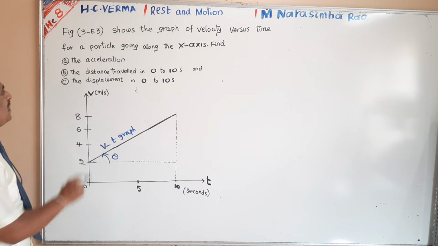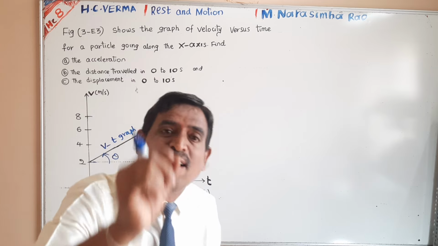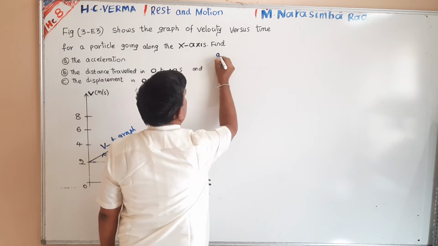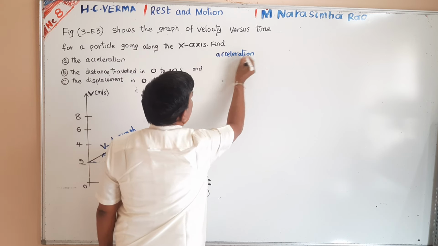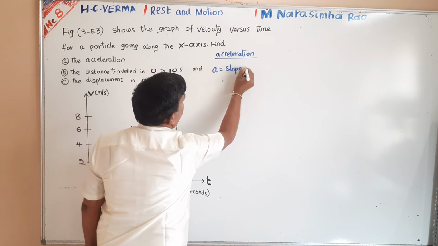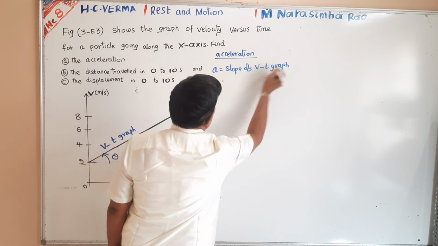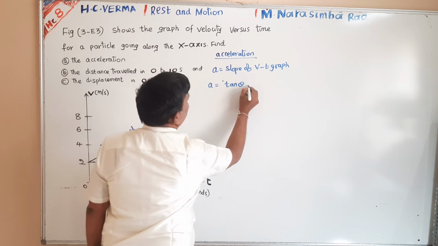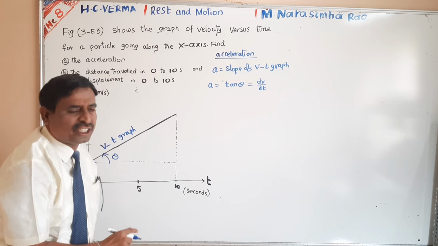Now they are asking for acceleration. The slope of the velocity time graph gives acceleration. First question, they are asking acceleration. Acceleration is equal to the slope of the velocity time graph. Now what does slope mean? Tan theta. Otherwise, change in velocity by time taken is nothing but acceleration.